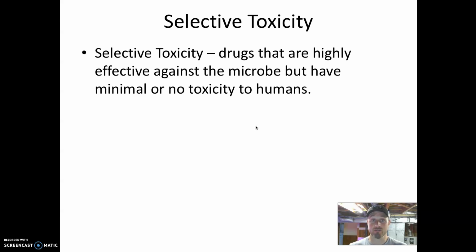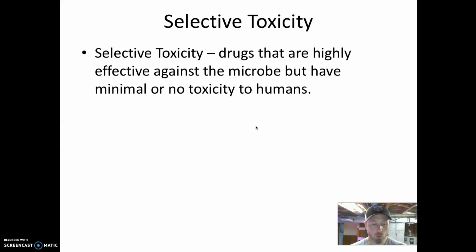We've talked about selective toxicity in the past. This just says that antimicrobial drugs are highly effective against the microbe, but have minimal to no toxicity to humans. So you and I can take penicillin and it will harm bacteria in our body, but it will not harm us because there is no peptidoglycan in our cells to damage. So that's selective toxicity. The drug harms bacteria, but not human cells.